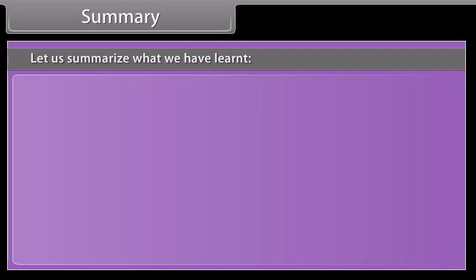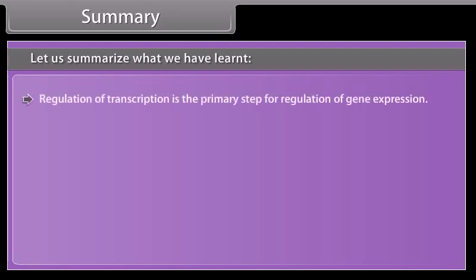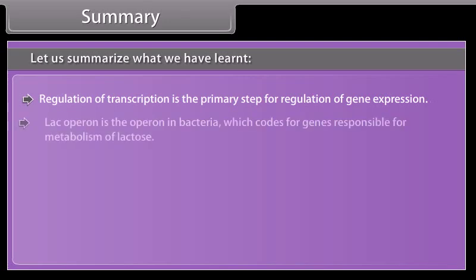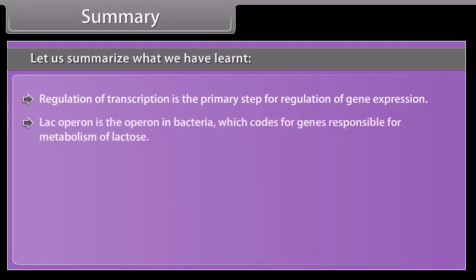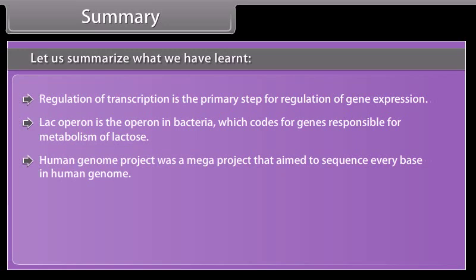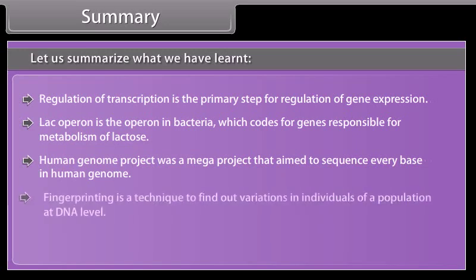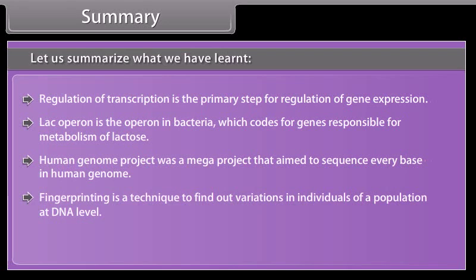Summary. Let us summarize what we have learned. Regulation of transcription is the primary step for regulation of gene expression. Lac operon is the operon in bacteria which codes for genes responsible for metabolism of lactose. The Human Genome Project was a mega project that aimed to sequence every base in the human genome. Fingerprinting is a technique to find out variations in individuals of a population at the DNA level. It works on the principle of polymorphism in DNA sequences.